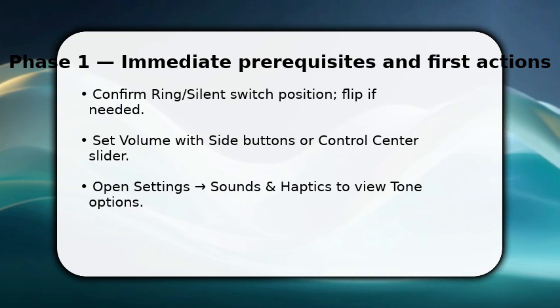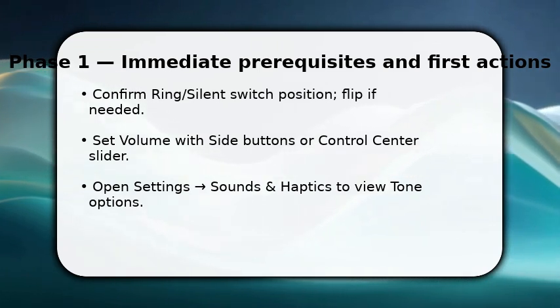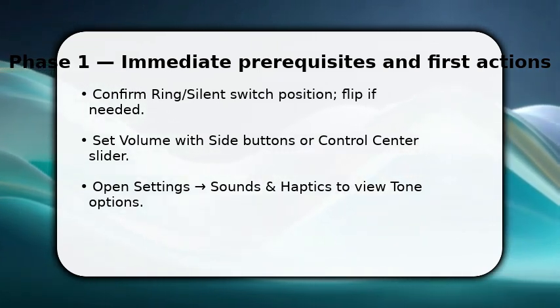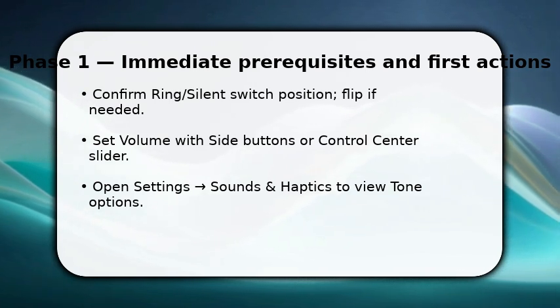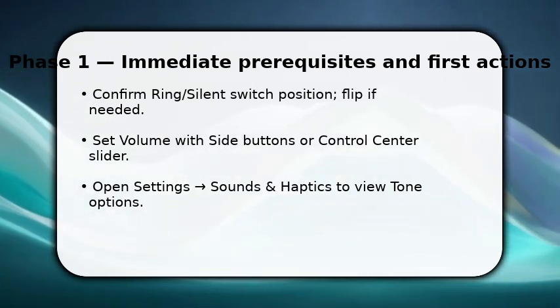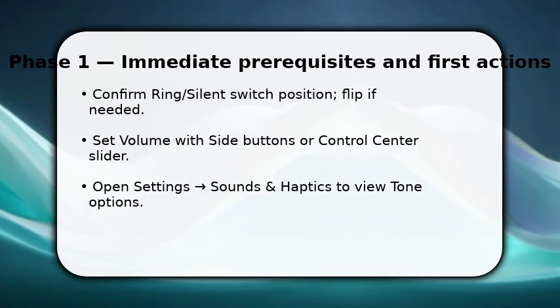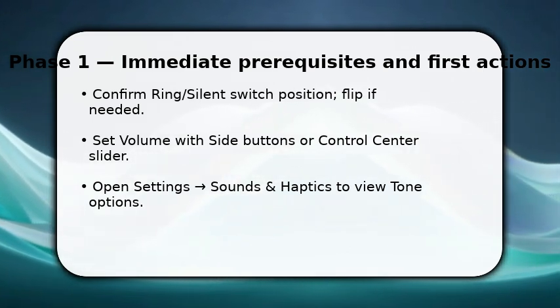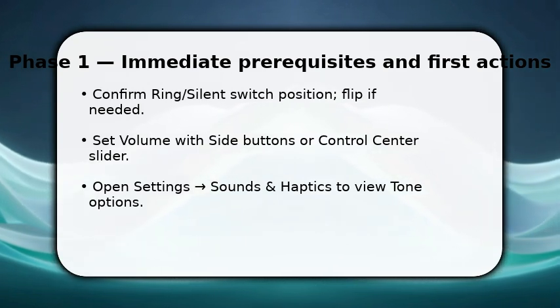Next, raise volume with the side buttons or pull Control Center and drag the ringtone slider up. This directly controls notification audio. Then open Settings, go to Sounds and Haptics to confirm the selected tone and vibration. Once done, you'll know whether it's a hardware mute or a software setting preventing sounds.